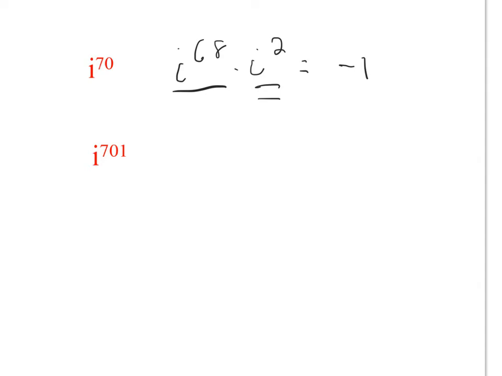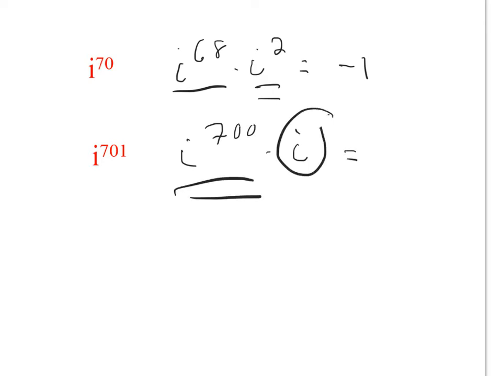And I to the 701st, well, the biggest multiple of 4 in 701 is 700. So this is I to the 700 times I to the 1st. This, of course, is just 1. This is I to the 1st. I lost my 1 there. So that is equal to I.